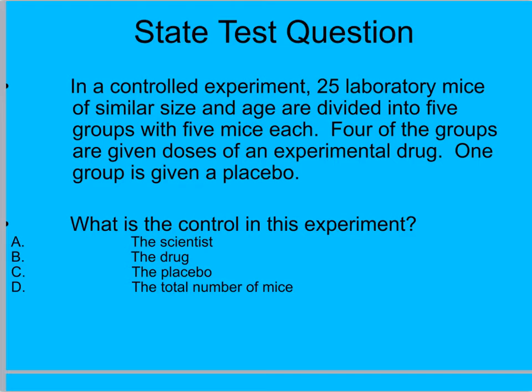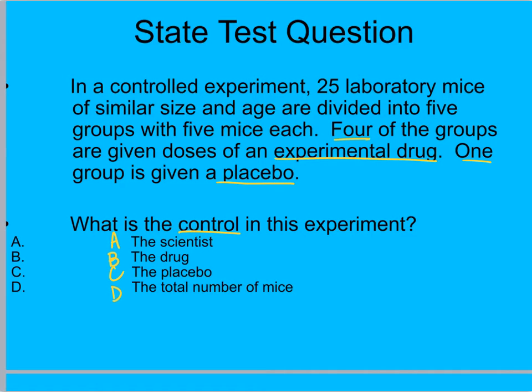In a controlled experiment, 25 laboratory mice of similar size and age are divided into 5 groups with 5 mice each. 4 of the groups are given doses of an experimental drug. 1 group is given the placebo. What is the control group in this experiment? The scientist, the drug, the placebo, or total number of mice?